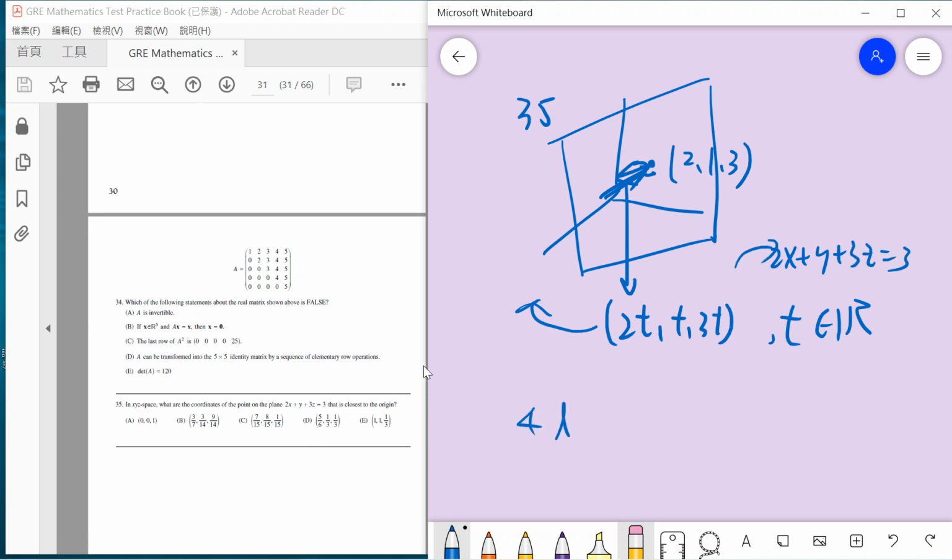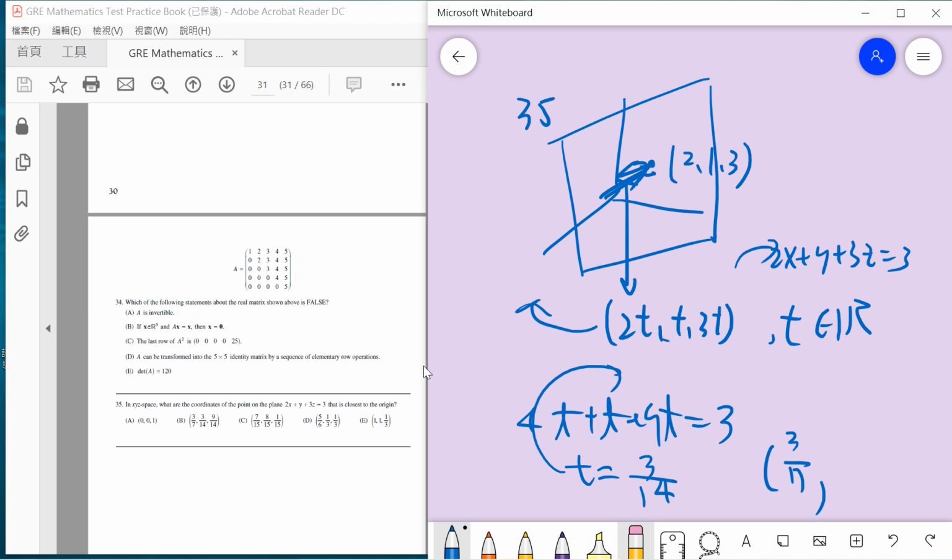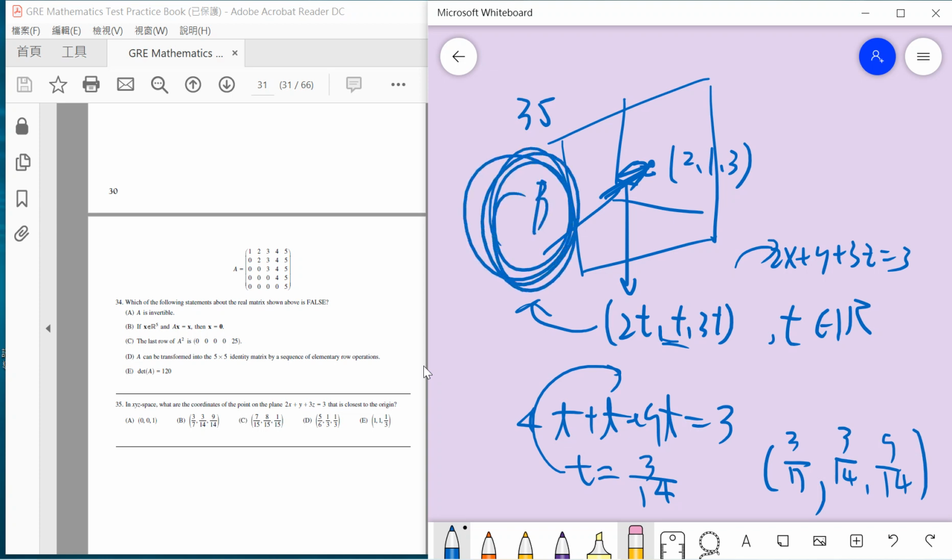So we get 4t plus t plus 9t equals to 3. T is 3 over 14. So the point, we plug it into this. We choose B. So this problem is very easy, maybe the high school math level. So B.